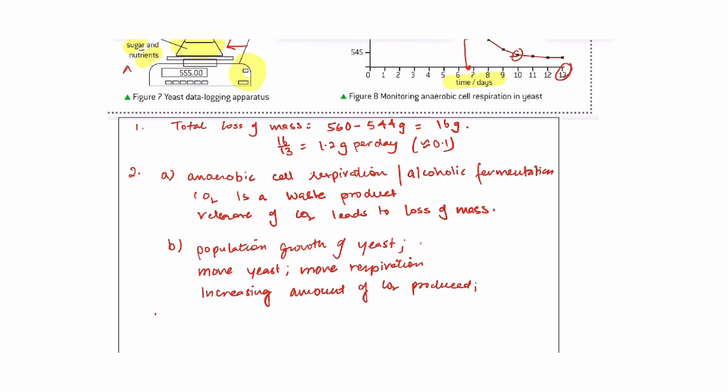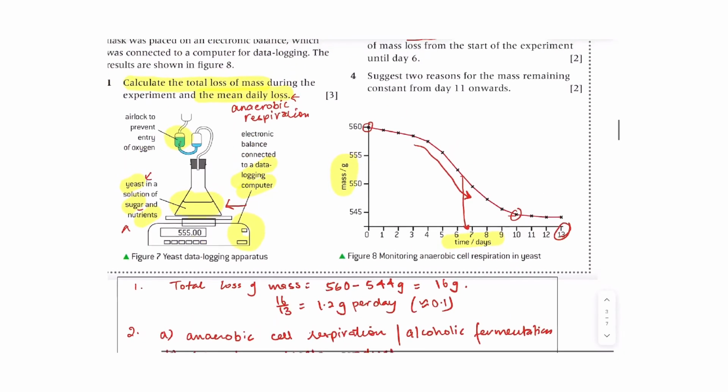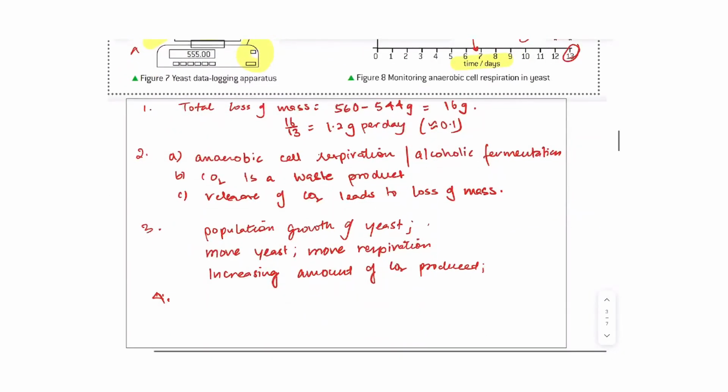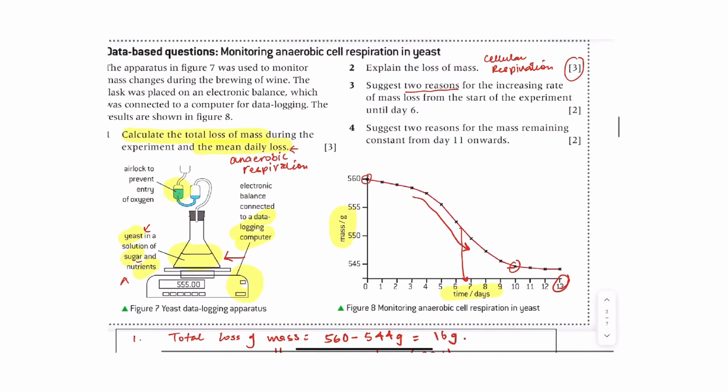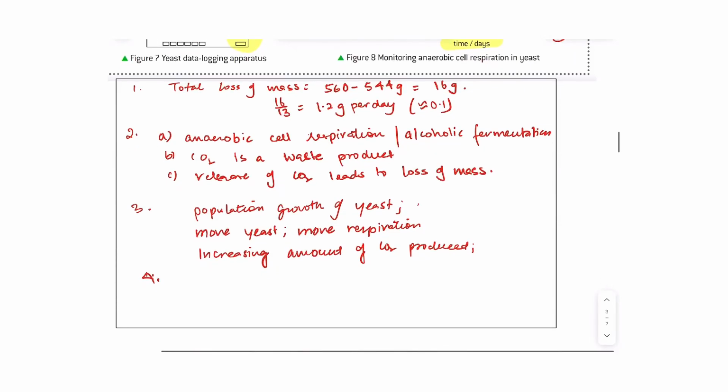Sorry, this should be question number 3. Let's look at question number 4. So this should be 3 points here. We need to write down only 2 reasons, so any 2 reasons. Now suggest 2 reasons for the mass remaining constant from day 11 onwards. So this is constant. So why is it constant?